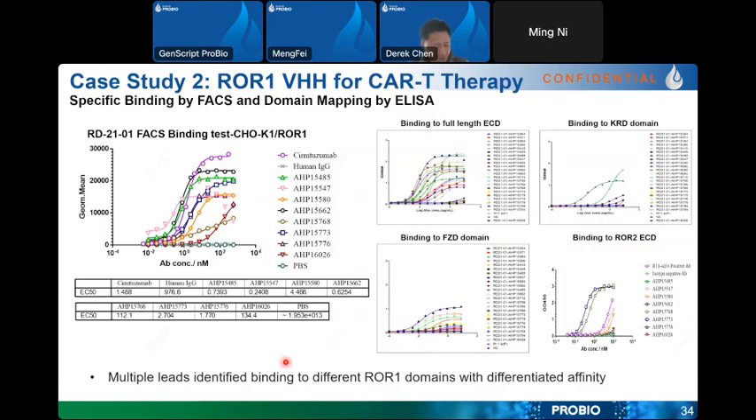Unlike the immunized library as I showed in the first case study, the naive library generated a panel of binders with differentiated profiles, including diversified binding affinities and epitopes on different domains on the extracellular part of RR1.